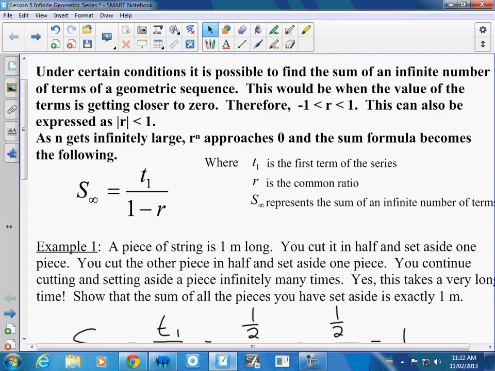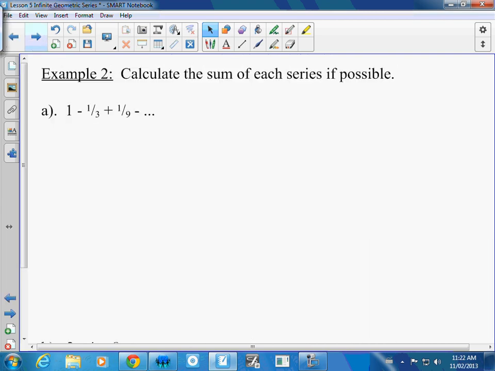Okay, let's do the last 2 examples on the next page. Calculate the sum of each series, if possible. So what do we got to do first? What do we got to find out? We got to find R. What is R in this case? -1/3. You are correct. -1/3. Take a half divided by a -1/3, or take -1/3 divided by +1, right? -1/3. That's what R is.